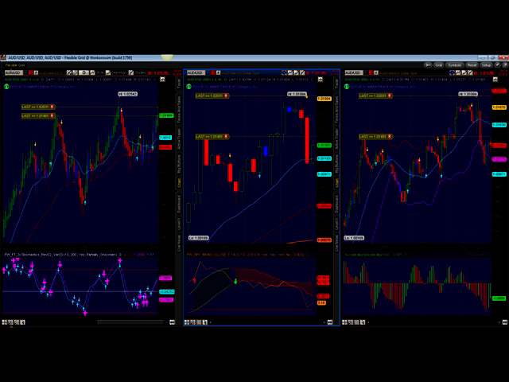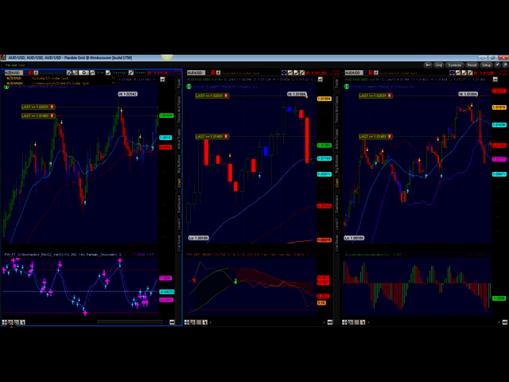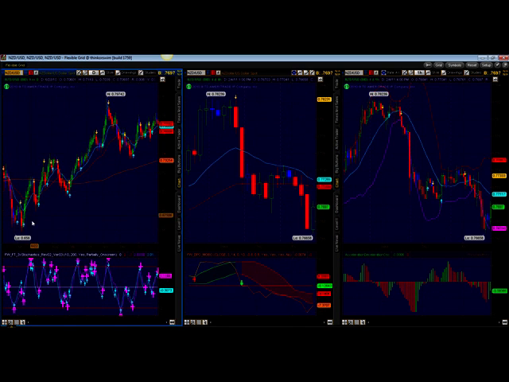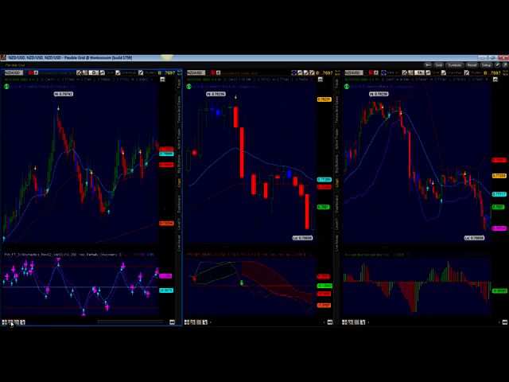Let's check the New Zealand dollar. Nice uptrend there also. We did get a pull back to the 20 here. This one I don't feel as bullish about. It hasn't pulled back, retraced back enough.